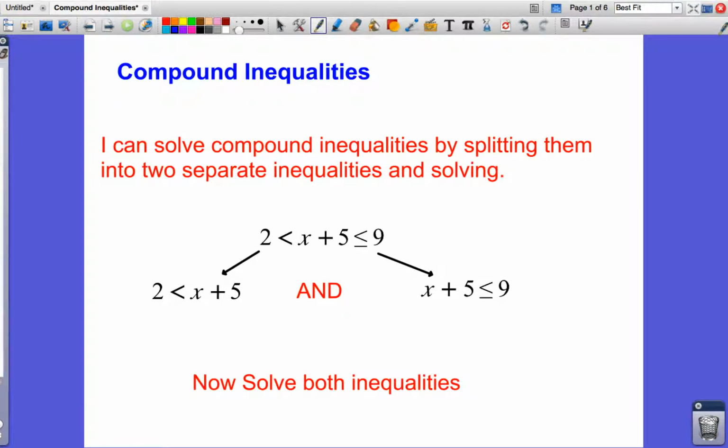So if we look at our I can statement here, by the end of this video we will be able to solve compound inequalities by splitting them into two separate inequalities and then just solving from there. And we're also going to be able to graph our solutions.